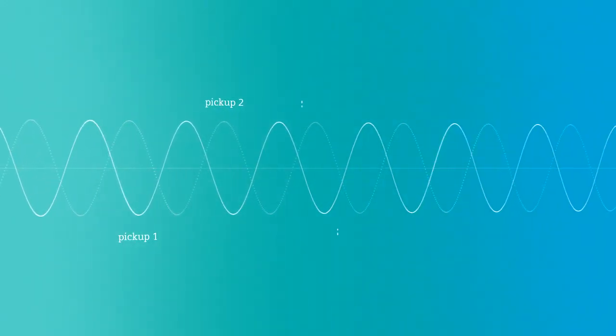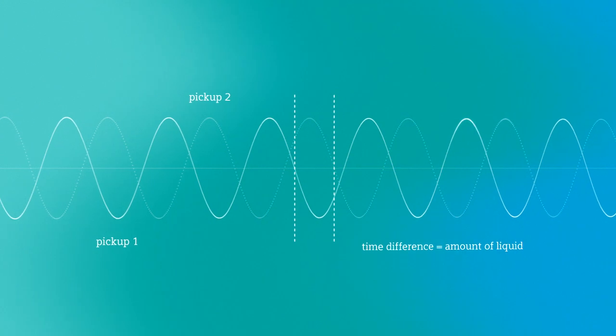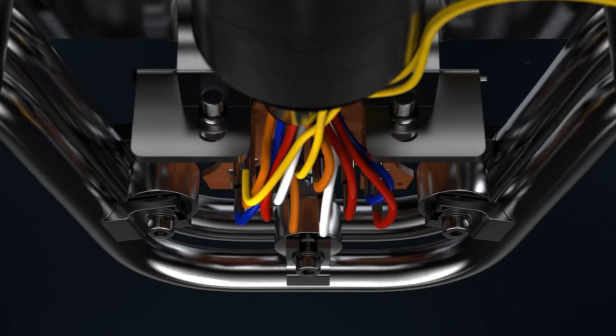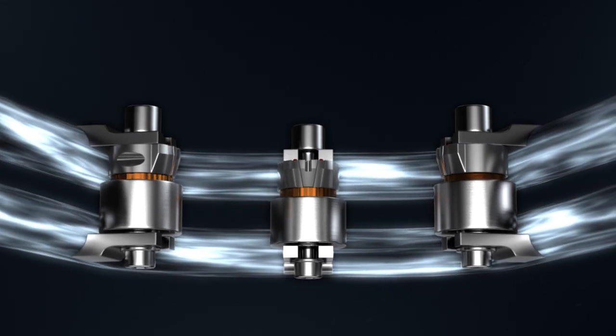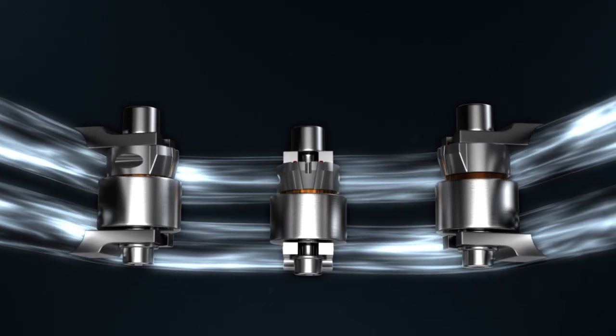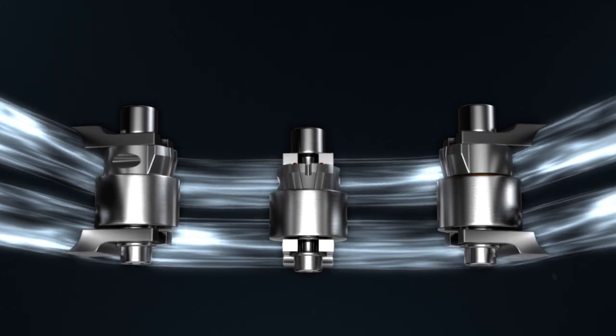The pickups measure the spatial and temporal displacement. This determines the amount of liquid or gas flowing through the tubes. The greater the amount, the stronger the tubes oscillate outwards.